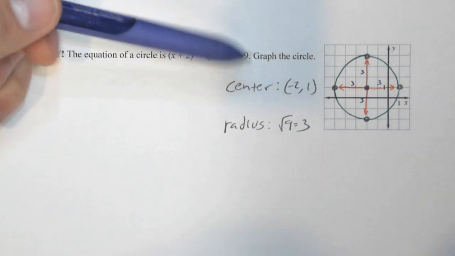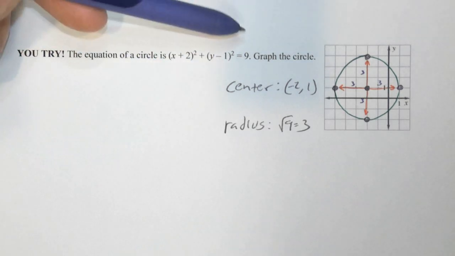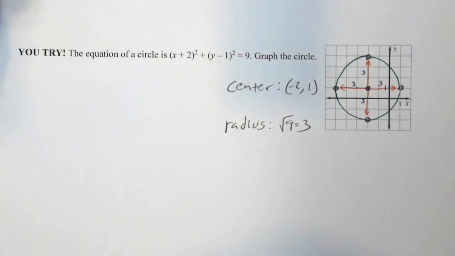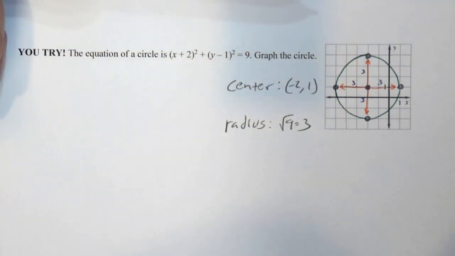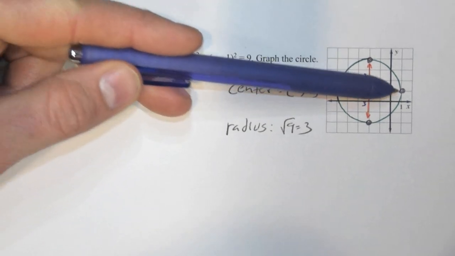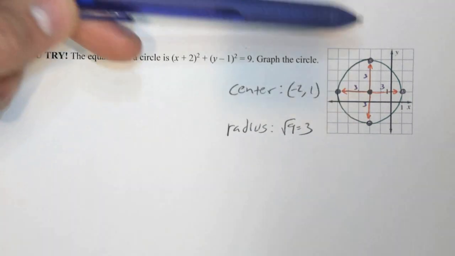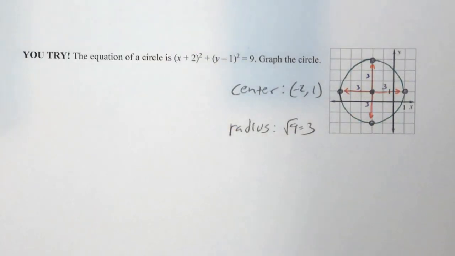Center is going to be at -2, 1. That's the exact opposite of the numbers that were given. And the radius is not 9, but rather the square root of 9. So we're going to be counting 3 units. I'm going to start by graphing my center. This time the scale is 1, so I go 2 units over and 1 unit up. And then I'm going to be counting 3 units to the right, 3 units to the left, 3 units up, and 3 units down. Then you can connect everything with a nice smooth curve that goes all the way around.